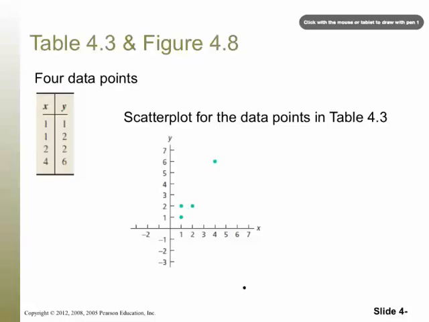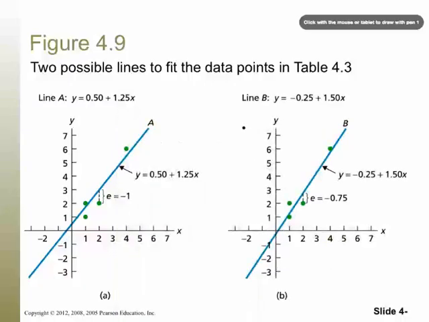So here are 4 data points that seem to have some kind of linear trend, right? Up, something like this. So it seems appropriate for these 4 data points to make a linear trend. Here are two possible lines: 0.5 plus 1.25x, and negative 0.25 plus 1.5x. You see they're both trying to match the data points. Okay, so what we want is the best fit line.